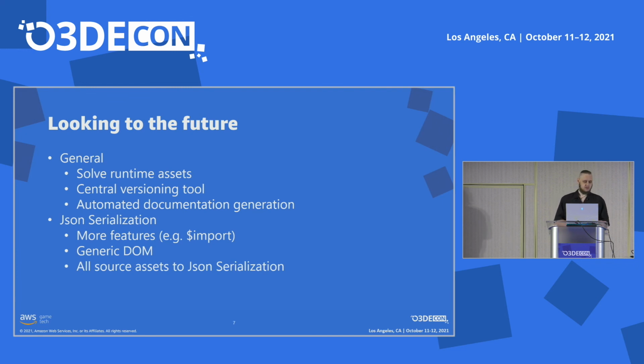Right now, there are still some candidates that we want to move over to JSON serialization in the source assets. So we're looking for opportunities. If you just see a place where that will be helpful, I encourage everybody to just experiment with it and try using the JSON serialization instead of Object Stream and see how you like it.